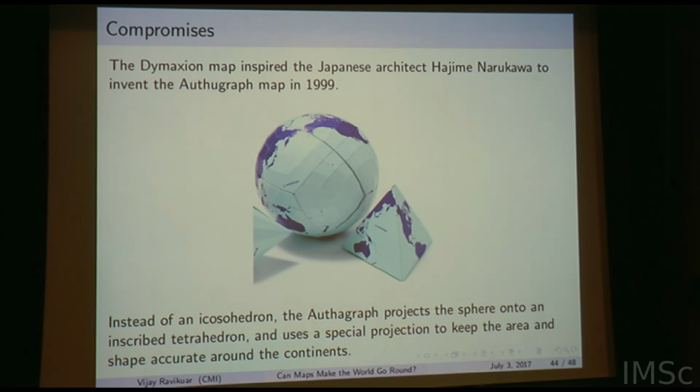Another interesting compromise map is a more recent one that was actually inspired by the Dymaxion map. This was done by the Japanese architect Hajime Narukawa, who invented something called the orthograph map, that's his name for it, in 1999. Now, instead of an icosahedron, the orthograph map projects the sphere onto an inscribed tetrahedron sitting inside the sphere. If you just use a simple projection, things get very skewed. So it uses a very special and careful projection, which is quite complicated to describe. But specifically, it's not the same everywhere. It's very careful to keep the distortions minimal around continents and make sure that the big distortions happen in the middle of the ocean where we don't care about it as much.